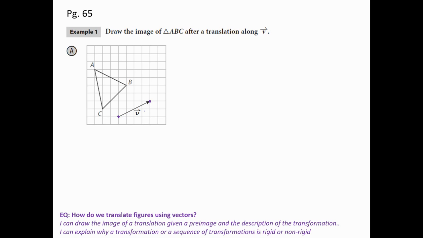So we're going to start at the initial point and end at the terminal point, and we're going to count. How do I get from the initial to the terminal? Well, I go up 2, and I go over 1, 2, 3, 4. So that was up 2, and I'm going to be a little more specific in my over. I'm going to say right 4. So this is from vector V, this is what it's telling us to do.